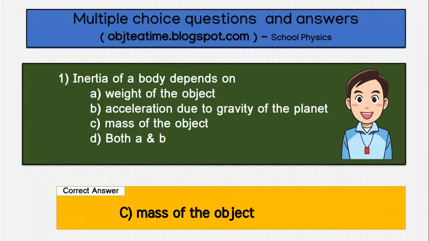Option A, weight of the object. B, acceleration due to gravity of the planet. C, mass of the object. D, both A and B. The correct answer is Option C, mass of the object. I will read the question once again. Inertia of a body depends on. The correct answer is Option C, mass of the object.